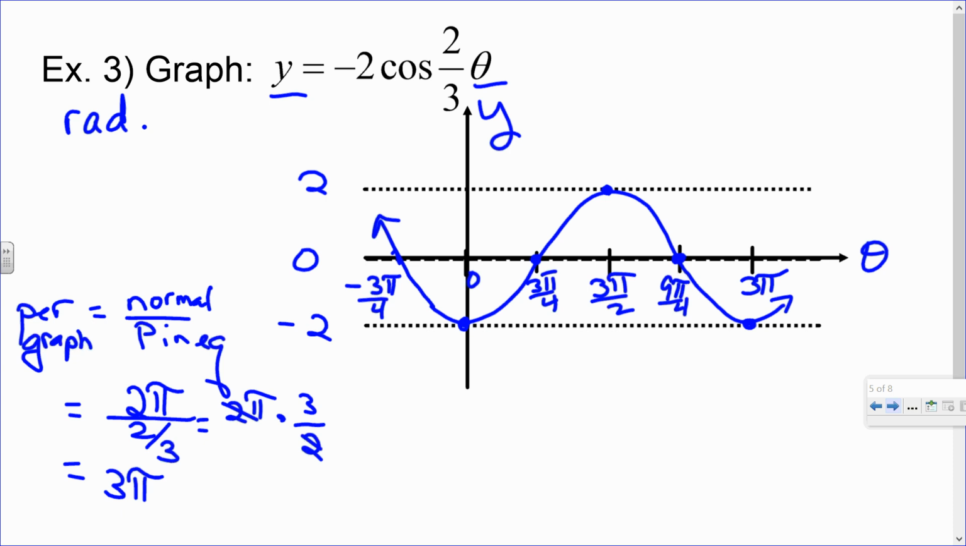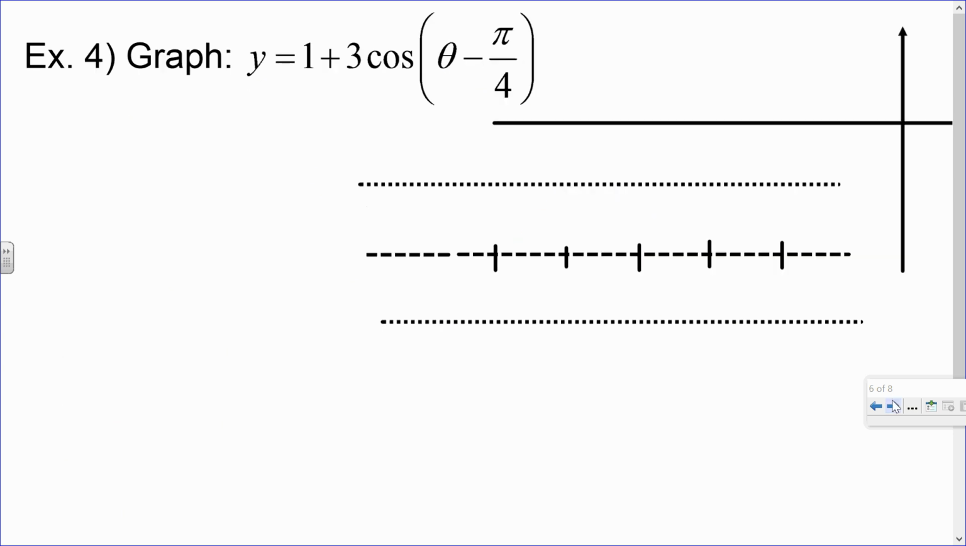Making sense so far? It's much easier to draw the graph and then label the angles. Do not try to label the angles and then make the graph fit to that. So let's try one that has more things going on in it.